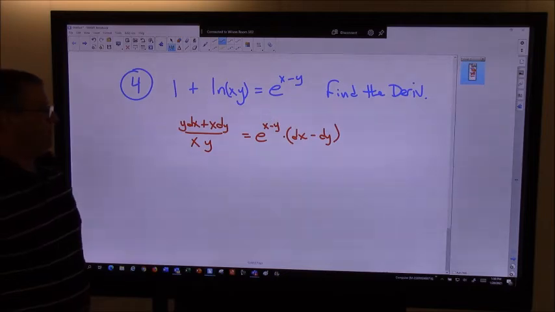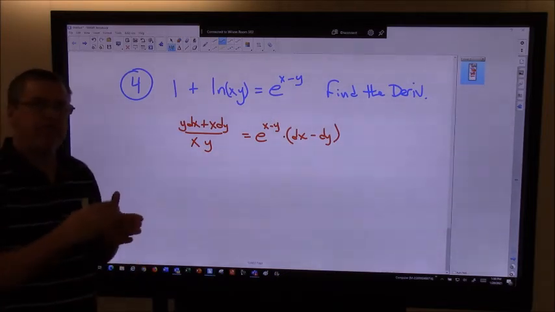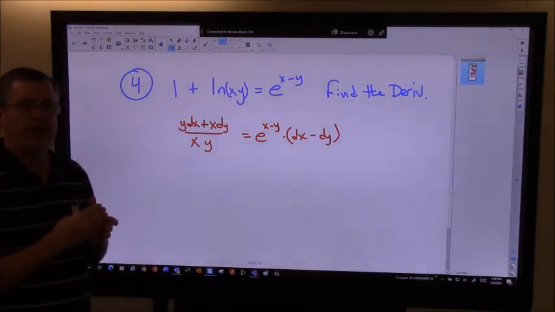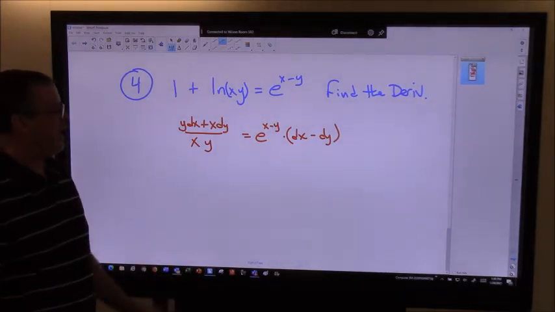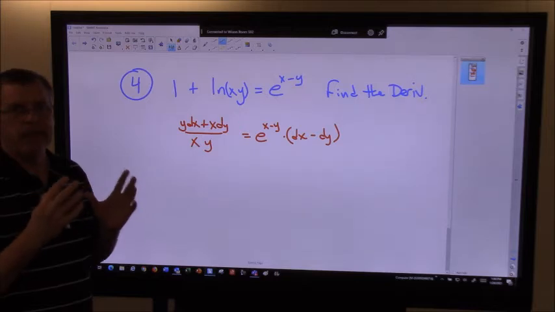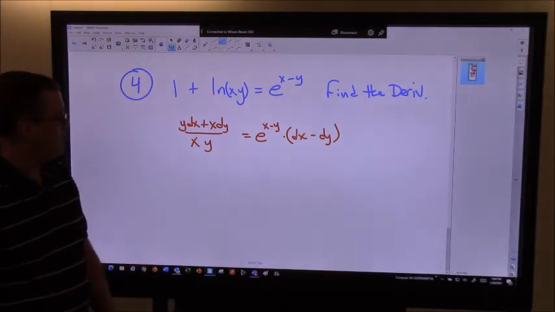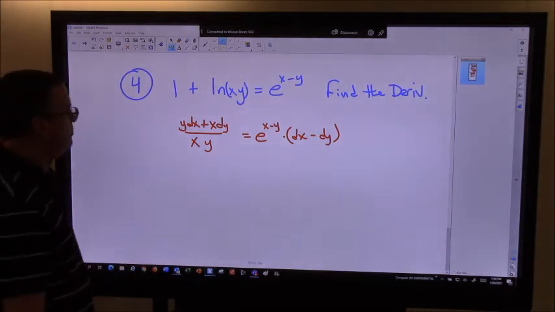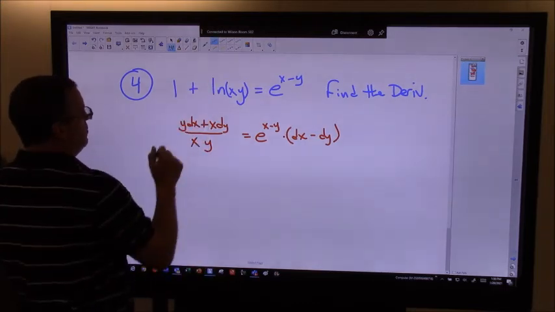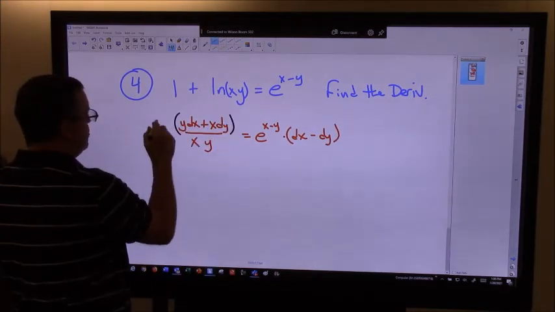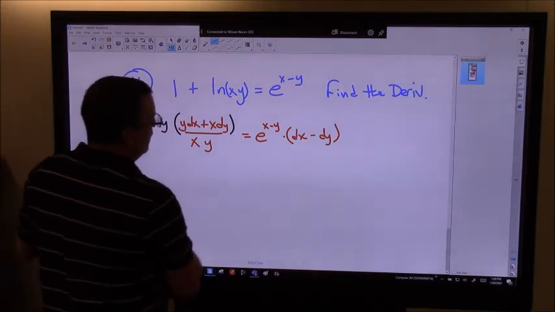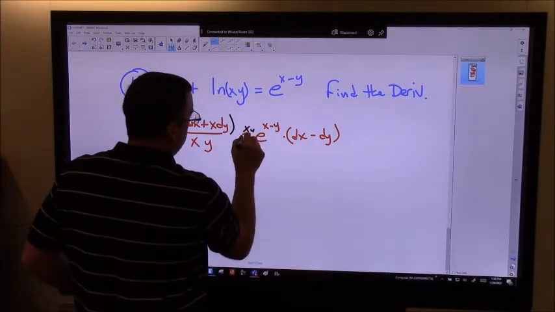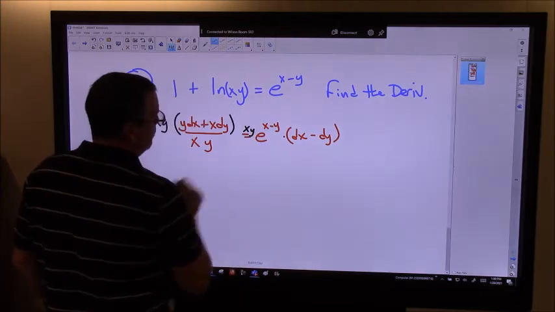Alright, so now what I need to do is work at this so that every single term has either a dy or a dx with it. Get rid of fractions, do whatever you can, but make sure each term has either a dx or a dy with it. So, same as the last problem, let's multiply by xy to get rid of the fraction. I have to do the same thing over here and multiply by xy.